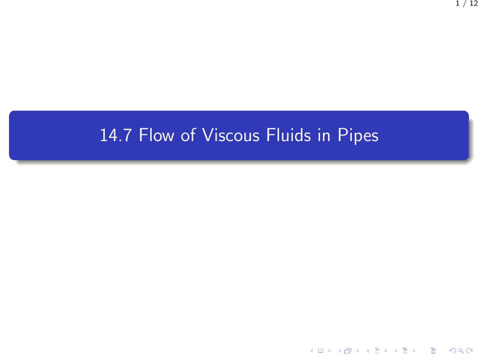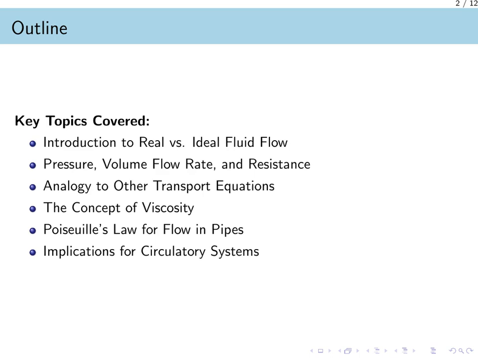14.7. Flow of viscous fluids in pipes. The outline of this video is as follows. We will begin by moving beyond the concept of an ideal fluid to discuss the behavior of real fluids, which have internal friction. We will then build an analogy between the equations governing fluid flow and other transport equations in physics, such as those for electrical current or heat transfer, to see a unifying pattern.